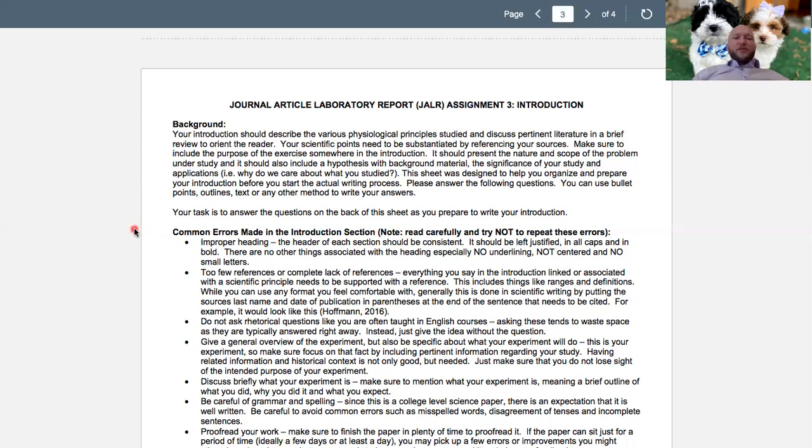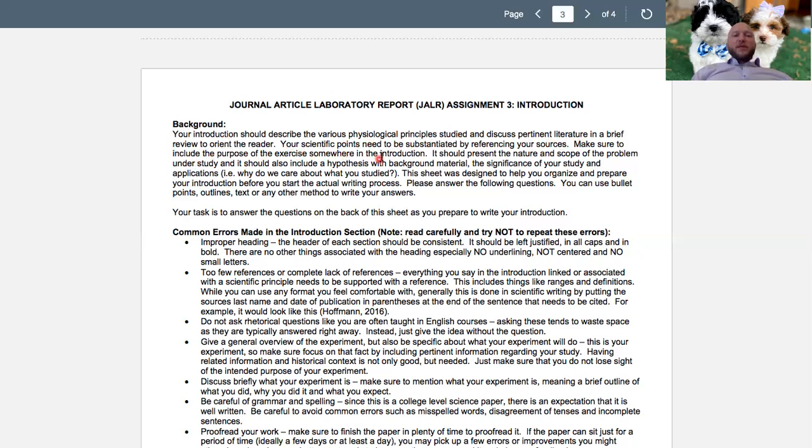So your introduction should describe the various physiological principles studied and discussed, pertinent literature in a brief review to orient the reader. I like this last part of the sentence. You need to orient your reader. What do they need to know to understand the rest of the paper? What background science, what physiological principles do they need to know? What related literature, related research do they need to know in order to understand the rest of the paper?